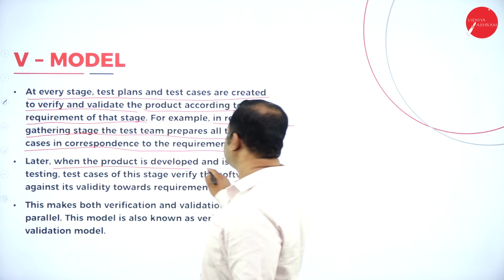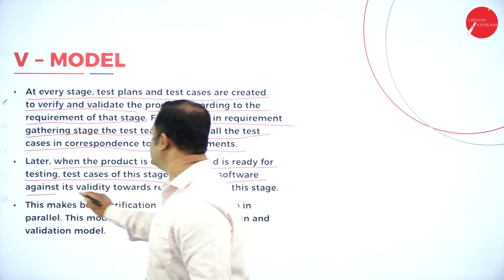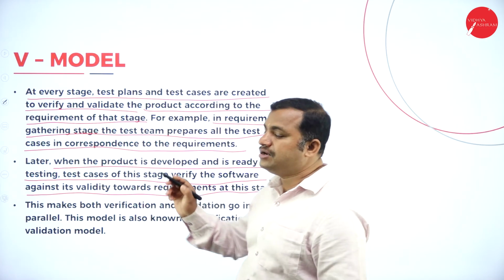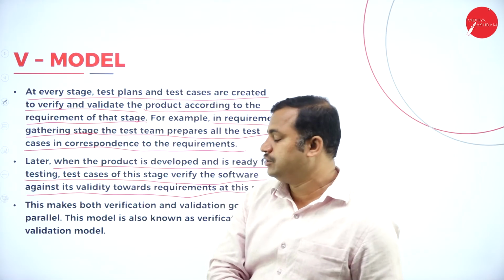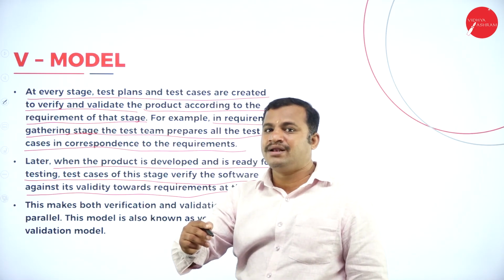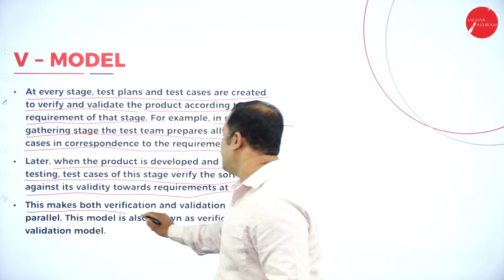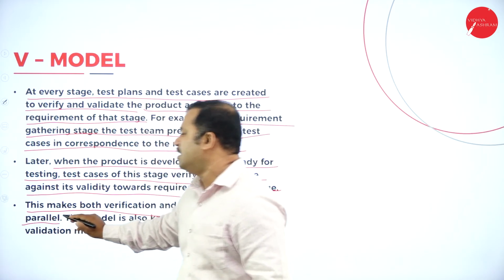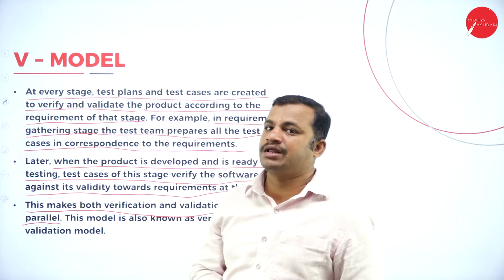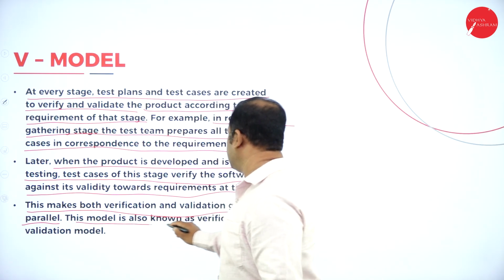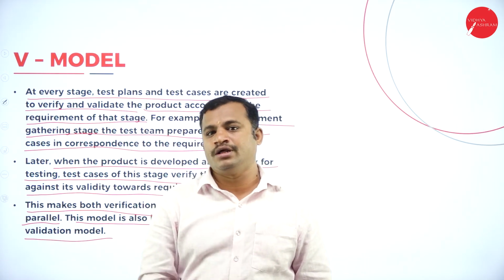Later, when the product is developed and ready for testing, the test cases of this stage verify the software against its validity towards the requirements at this stage. Once it is verified, validation is also carried out. That is, verification is done in this manner and validation is carried out in this manner. This makes verification and validation go in parallel. As I have already told you, verification and validation can be carried out simultaneously. This model is also known as the verification and validation model, also called the V model.